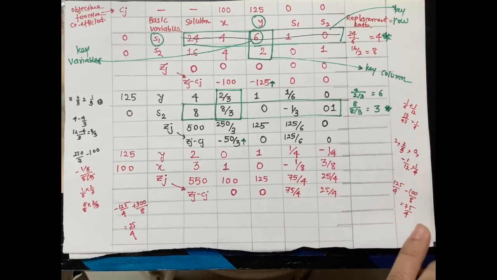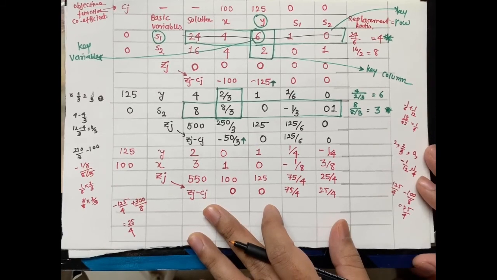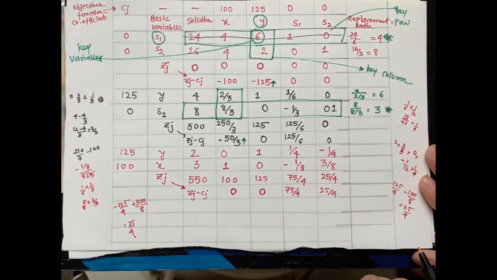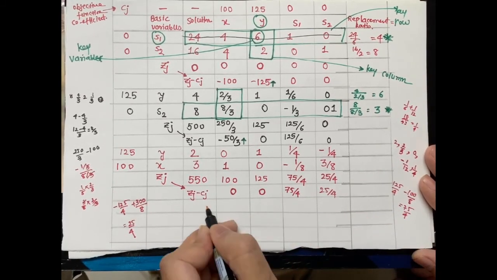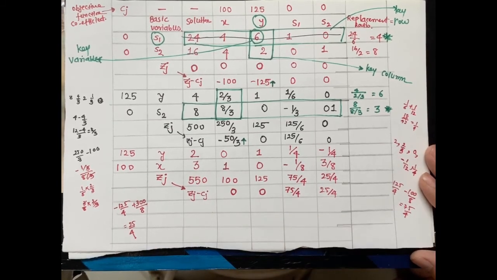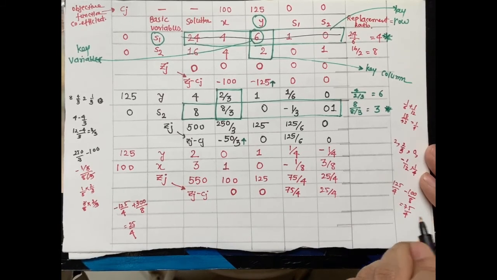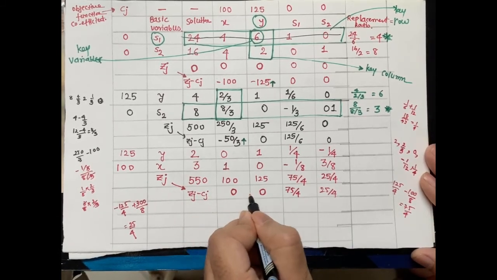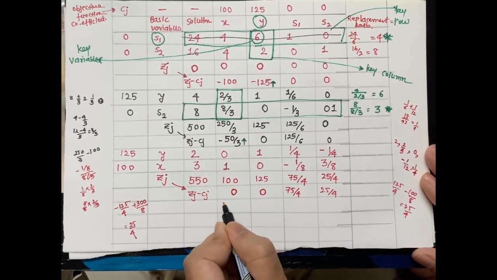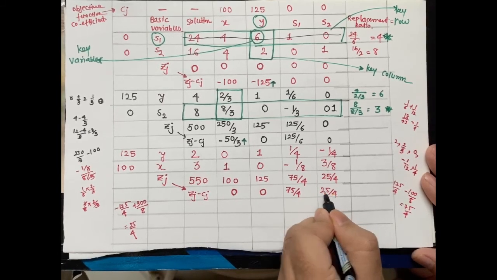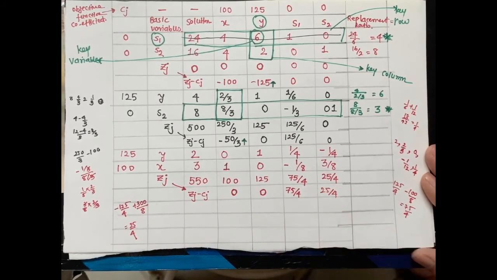So further optimization cannot be performed using the simplex method. Here the solution has arrived. When do we stop the simplex method? When Zj minus Cj produces 0 or positive values, after that further iteration cannot be performed. And what is the solution value?